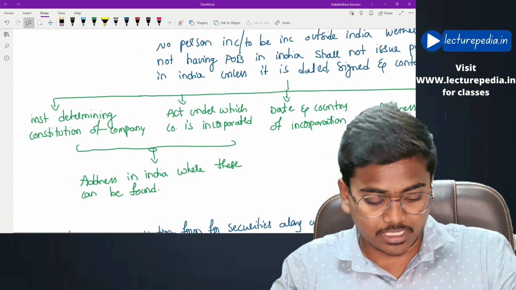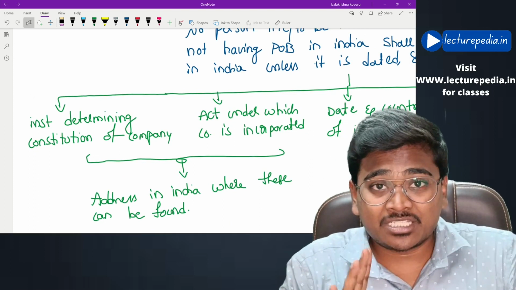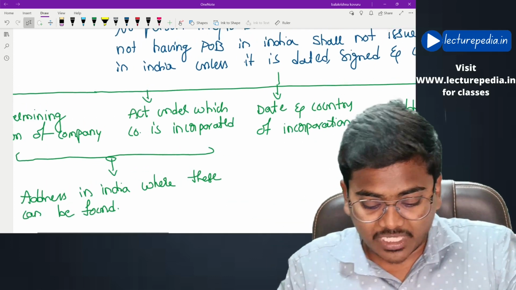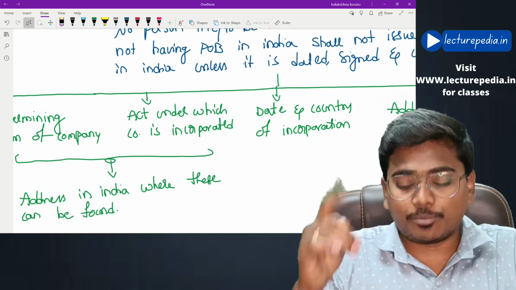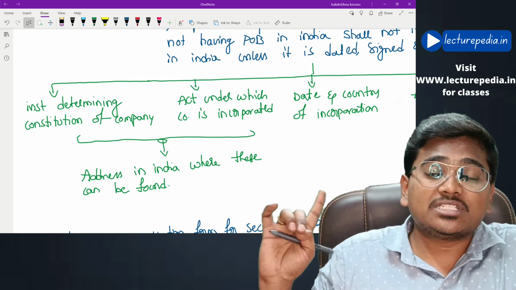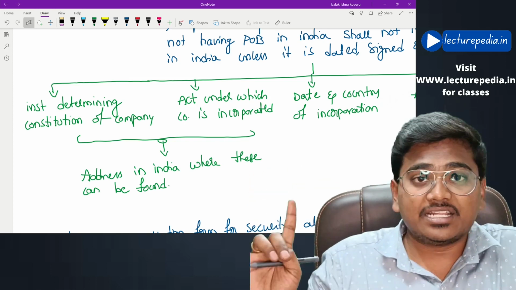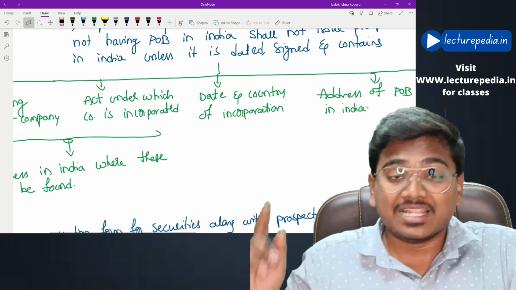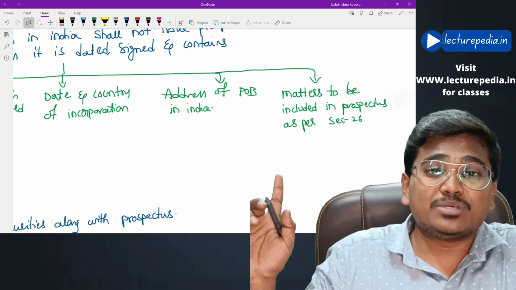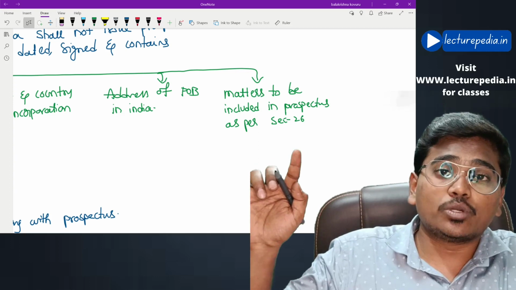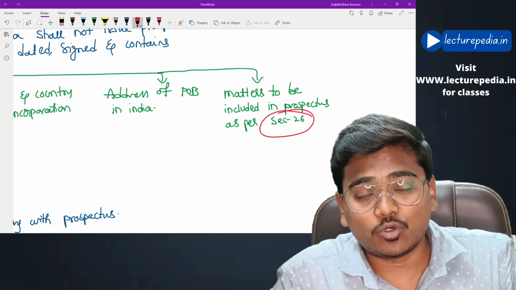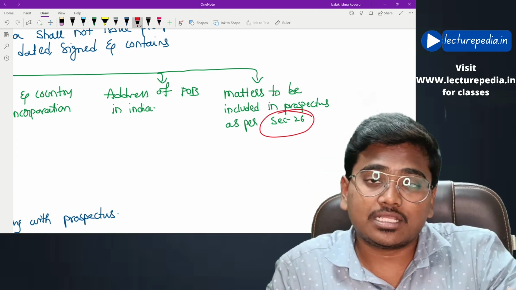What are they? First of all, the prospectus must contain the instrument determining the constitution of the company, that is MOA and AOA, and the Act under which the company is incorporated. And the address in India where documents relating to these two can be found. Okay, these three details must be included in the prospectus, and also the date and country of incorporation of the foreign company, the address of its place of business in India, and matters to be included in the prospectus as per section 26. Okay, there is a separate section 26 which deals with the matters to be included in the prospectus.